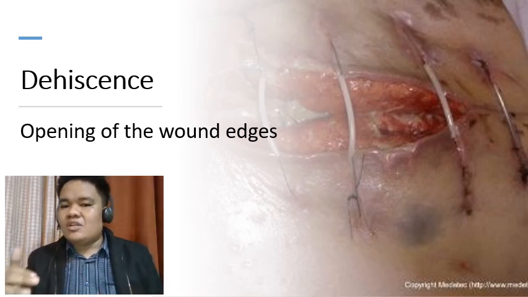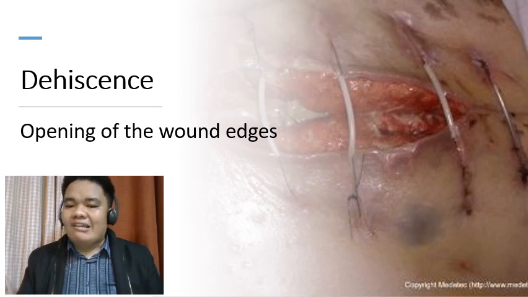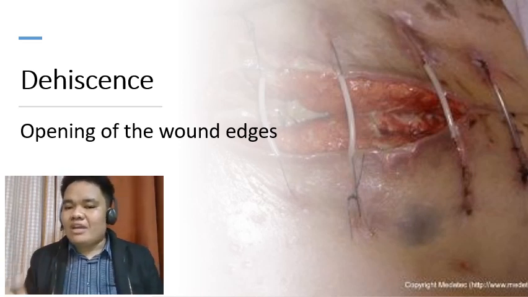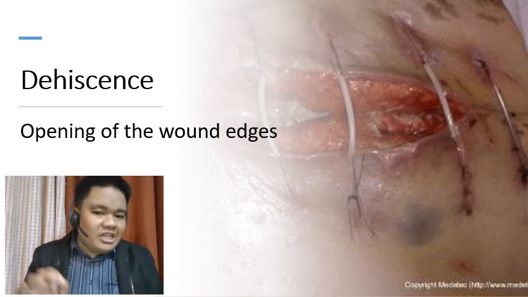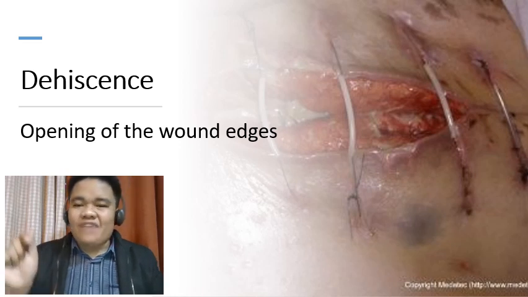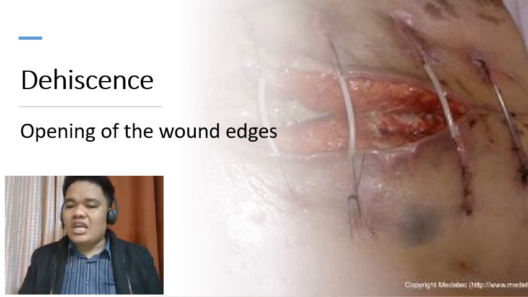Dehiscence. So dehiscence is the opening of your wound edges. The best nursing responsibility that you can do is reinforce the wound with a butterfly dressing. Okay? Butterfly dressing. And then binders are recommended when ambulating. You also need to inform the physician about this because the physician might need to assess if another suture needs to be done, okay, to minimize the risk for infection.